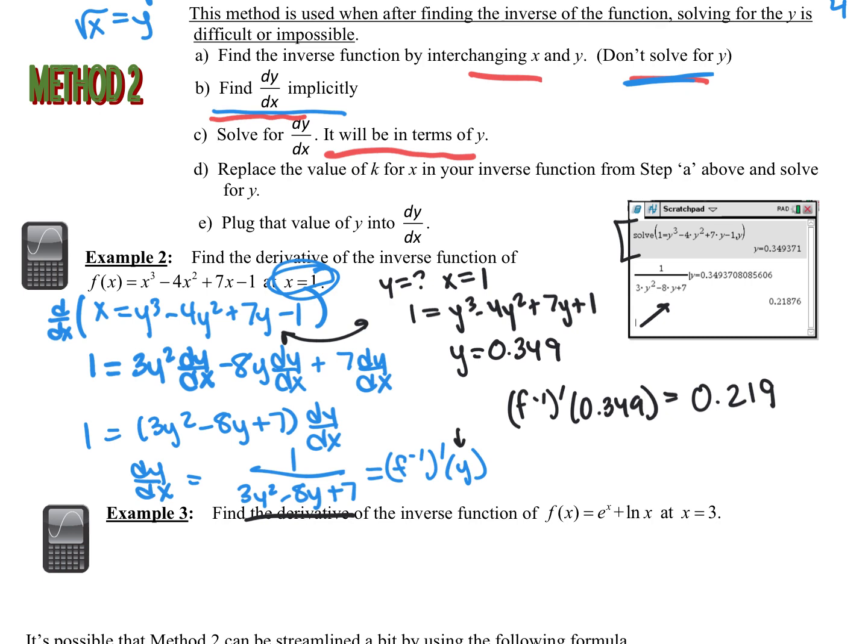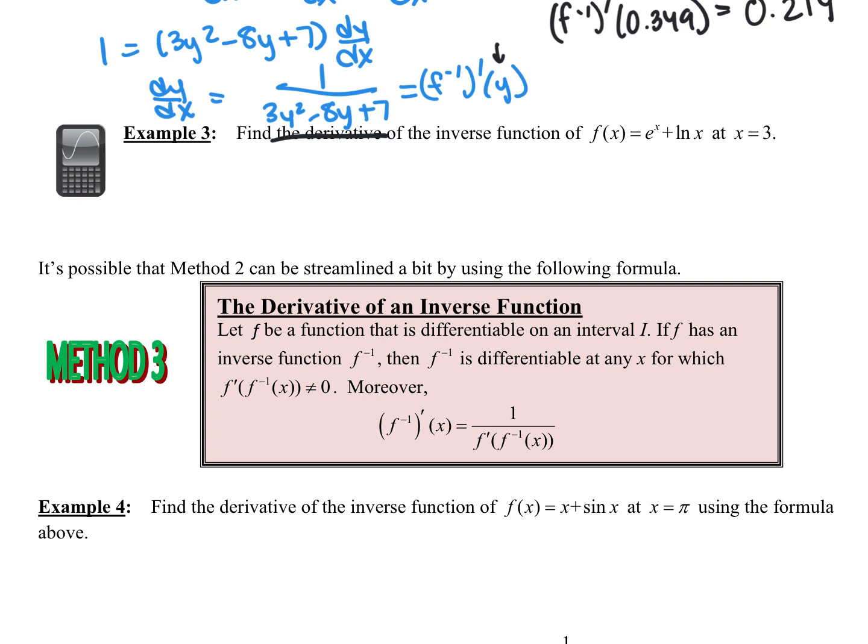Okay. So let's do one more example here. And we're going to find the derivative of this guy here. Find the derivative of the inverse of this guy. And we're going to solve it in the same way that we just did a second ago. So we'll start by finding the inverse by switching x and y. So when we do that, we'll go ahead and switch them.